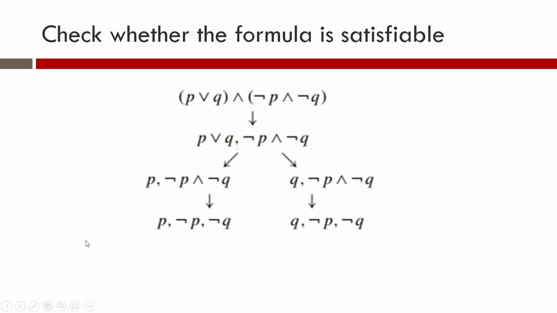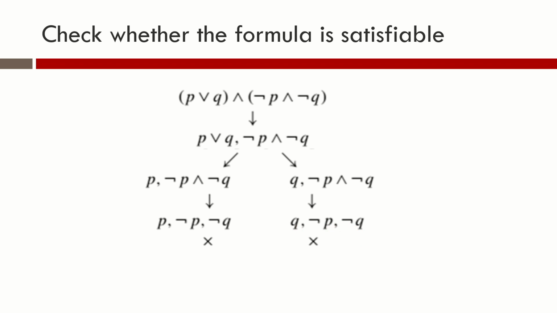We will mark the node closed if the set contains a complementary pair of literals. Here you see we have P and negation P. So, it contains a complementary pair. We have to mark it closed. Here again we have Q and negation Q. Again it is a complementary pair of literals. So, you mark both the sets closed, both the leaves closed.